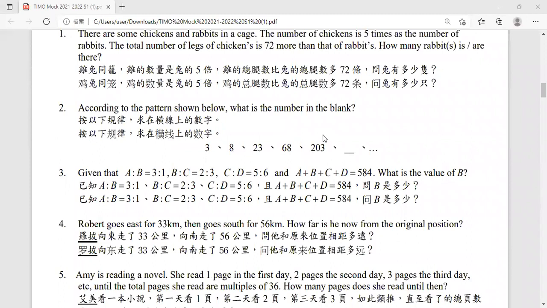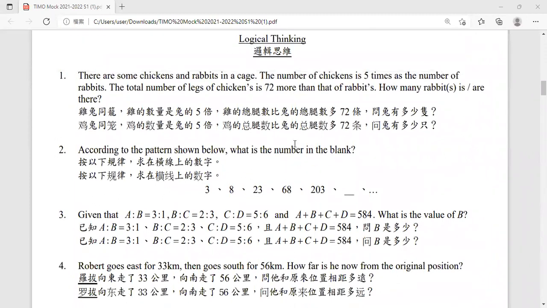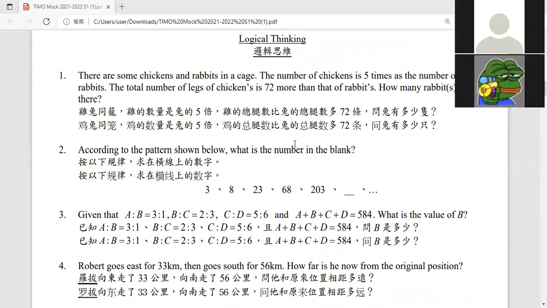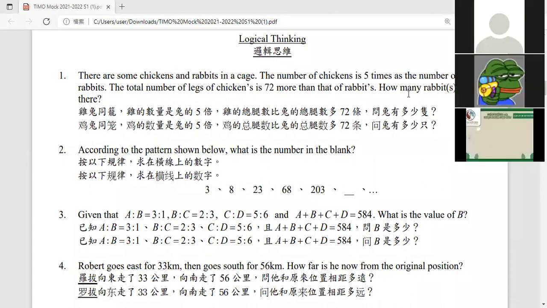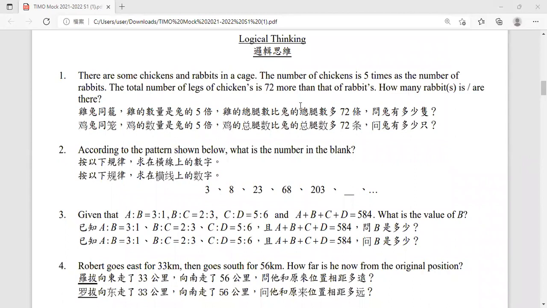Let's see. There are some chickens and rabbits on a vacation. The number of chickens is 5 times the number of rabbits. The total number of legs of chickens is 72 more than the rabbits. How many rabbits are there? Actually, you have 2 ways of doing this question: a primary school way, or an algebraic way.